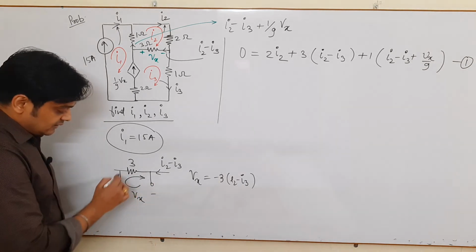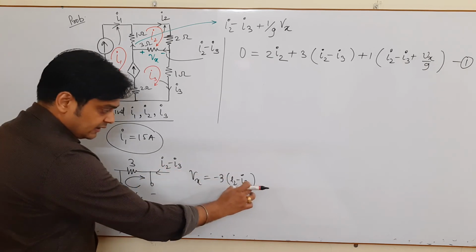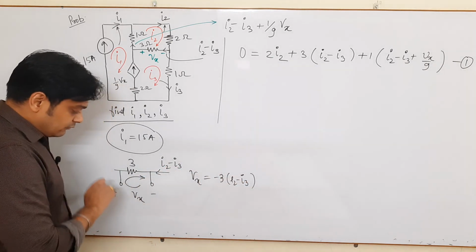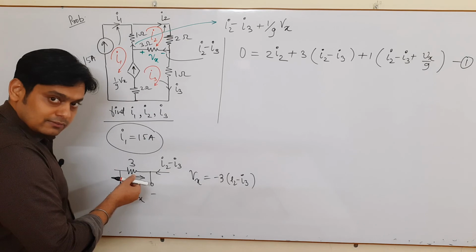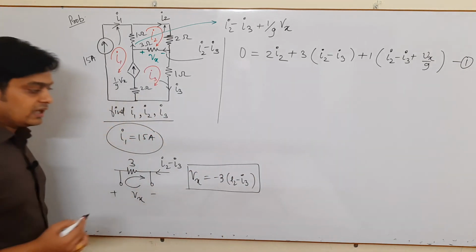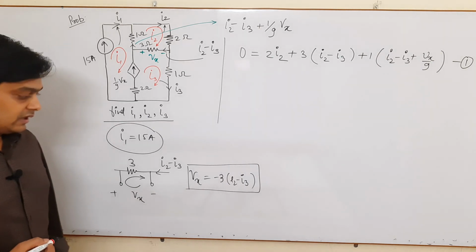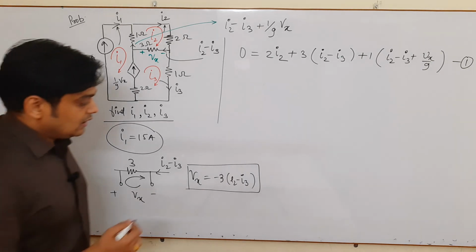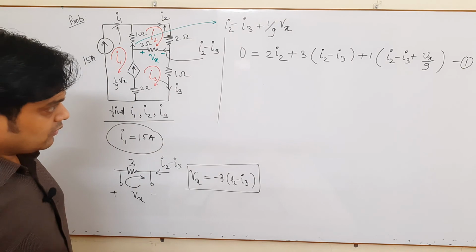So minus 2 plus Vx is equal to 3 into this current, and this current is I2 minus I3. We are moving in this fashion, the current is coming in this fashion. So the value of Vx comes to be minus 3 into I2 minus I3. So I can put that value here also.